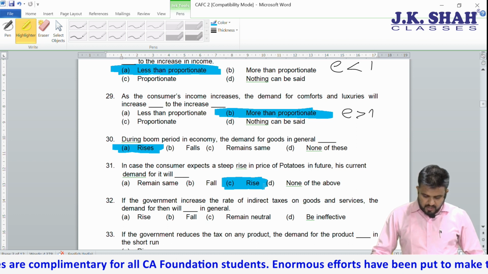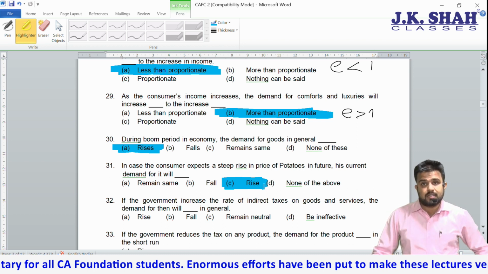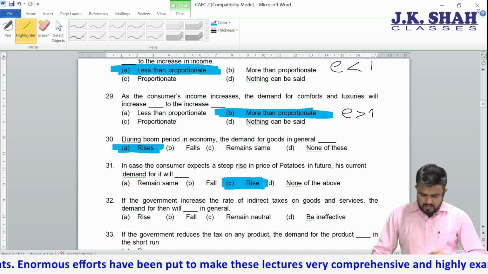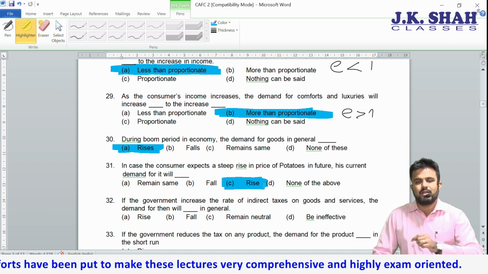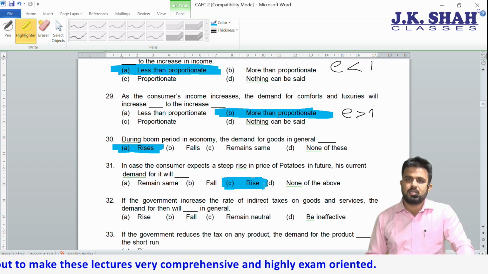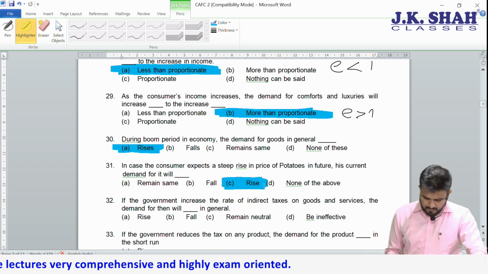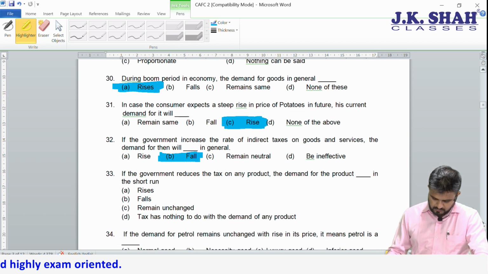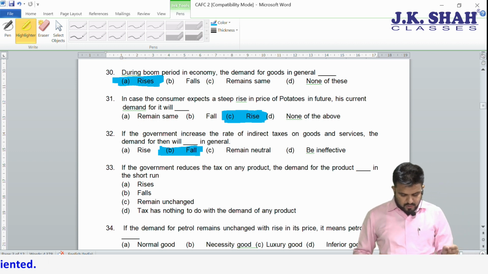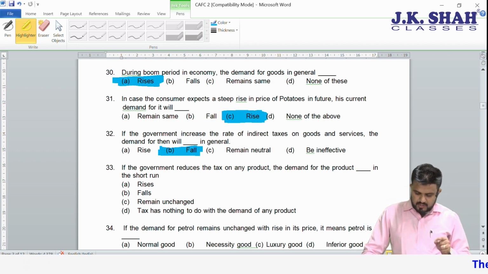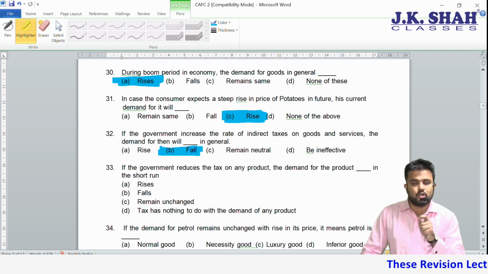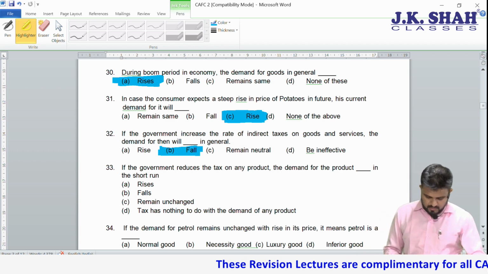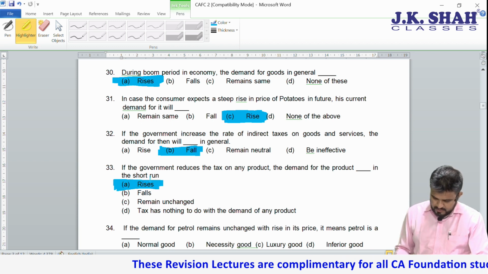32. If the government increases the rate of indirect taxes on goods and services, the demand for them will fall in general, because higher the taxes, lower the demand. Next, if government reduces the tax on any product, the demand for the product is ___ in the short run. So lower the taxes, higher the demand. So it will rise.